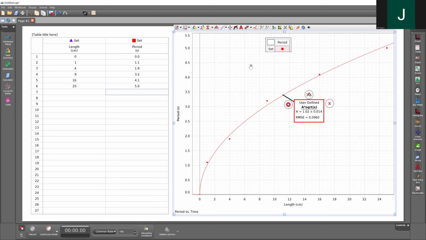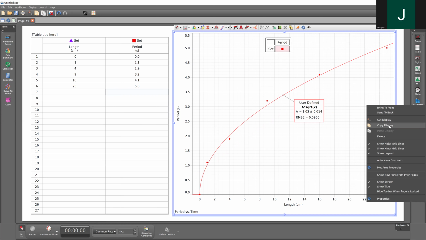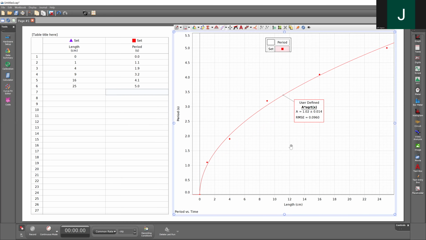So make sure you include this graph in your group lab report. And to do that, remember you hover over the border here, the blue border, you right click, go to copy display, and then you can paste it into a Google Doc or whatever you guys are using to share when you're working on your group lab reports.